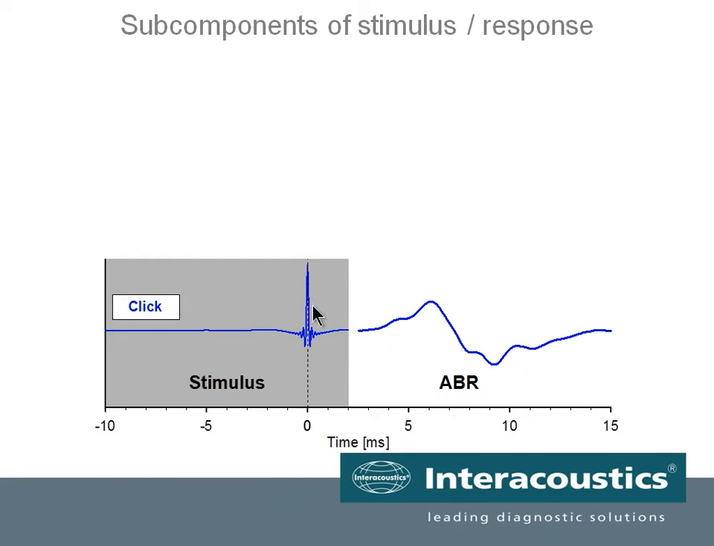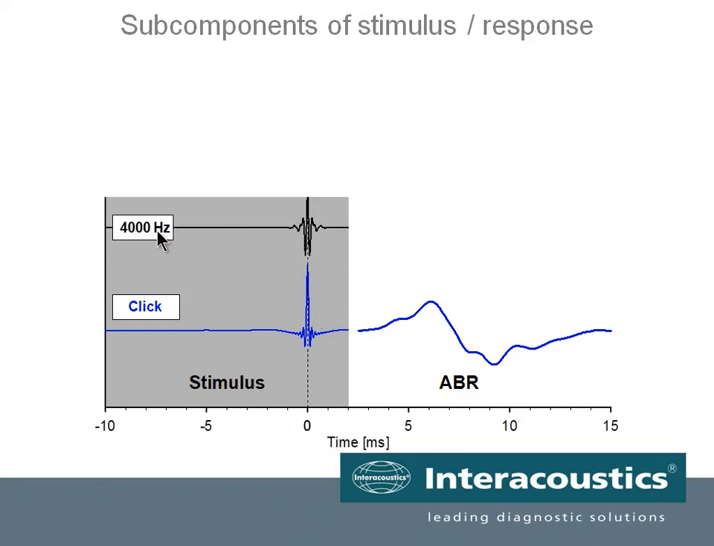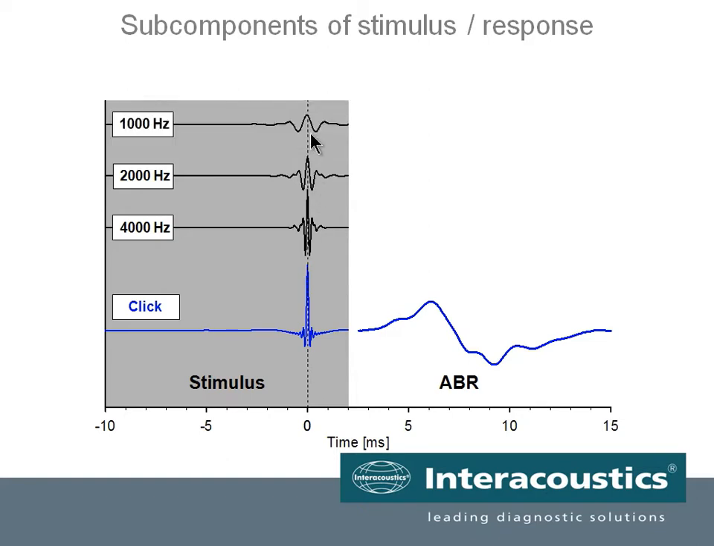If we analyze this stimulus in a little bit of detail, then we can take the 4 kilohertz octave band or narrow band that is part of the click, but only an individual part, not the entire click. The 4 kilohertz narrow band octave will look like that, and the 2 kilohertz narrow band will look like that. The same with 1K and 500 Hertz. Altogether, these four make up this particular click.